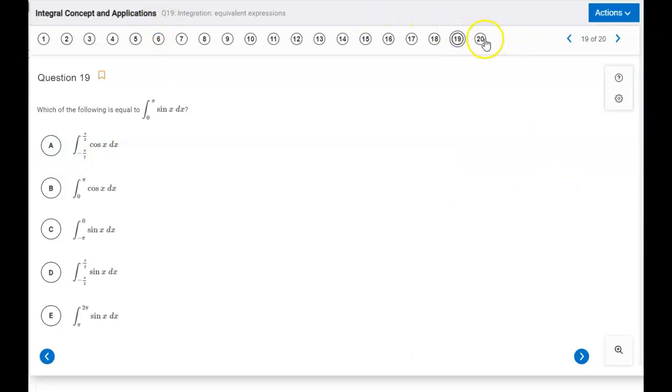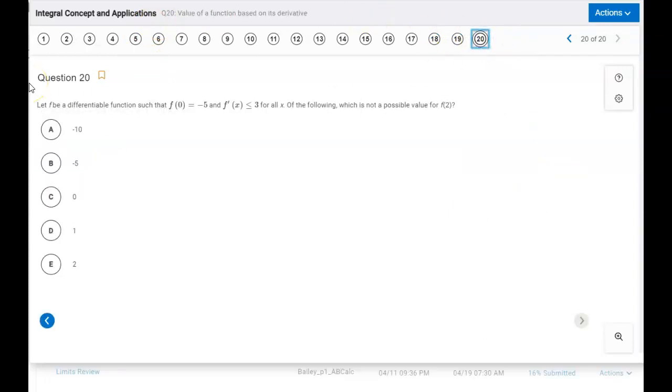So let's go ahead and move on to number 20. Last question. Let f be a differentiable function such that we have this initial condition. The slope is less than or equal to 3 for all x. So the slope is never greater than 3. Which of the following is not a possible value for f of 2?